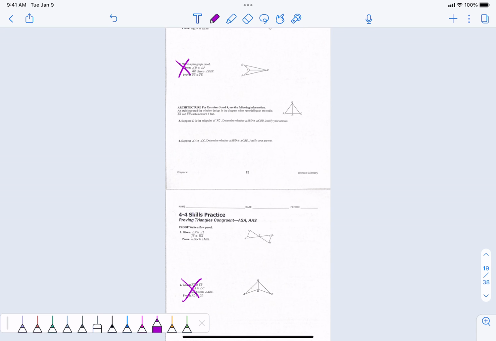Number 4 was the only one that I needed help on. Number 4 was just a touch tricky. So anyway, there's that. All right, there is that.